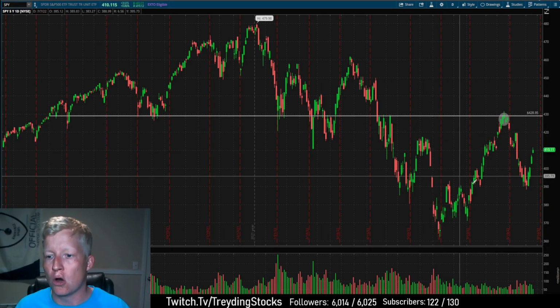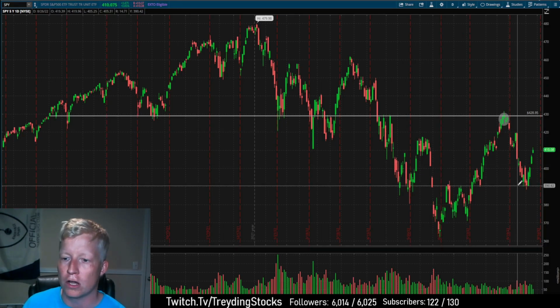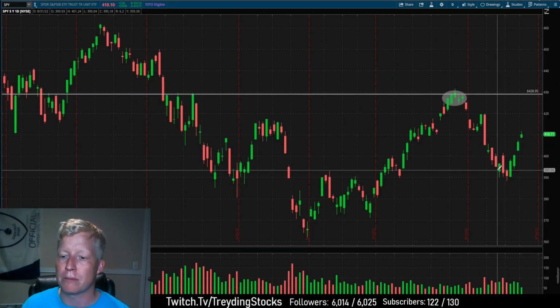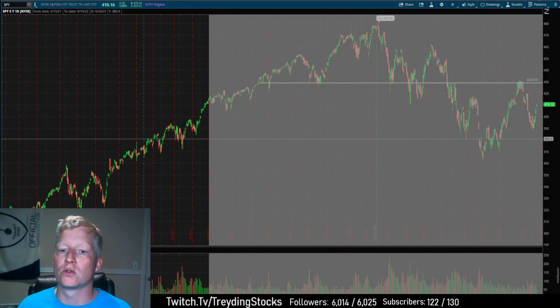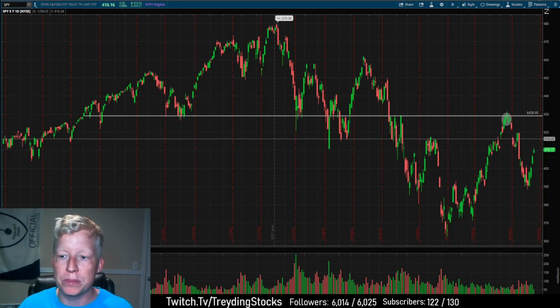Please don't just go, oh, Trey taught me how, so I'm going to draw a support line here, and next time SPY comes down here, I expect it to bounce. Please, what price action will do is help put you in the right areas for your buys and for your sells. So hopefully you found this helpful.